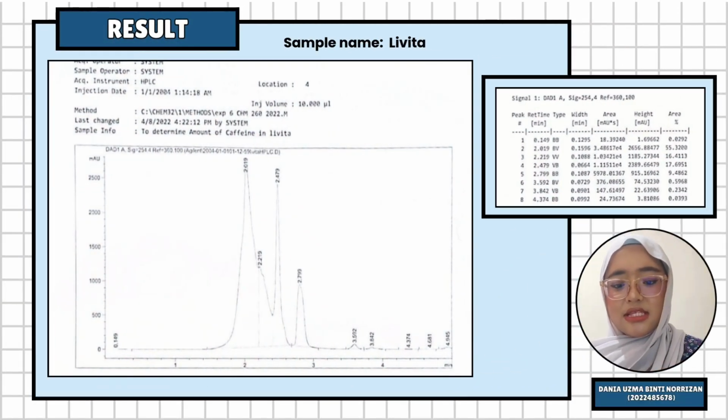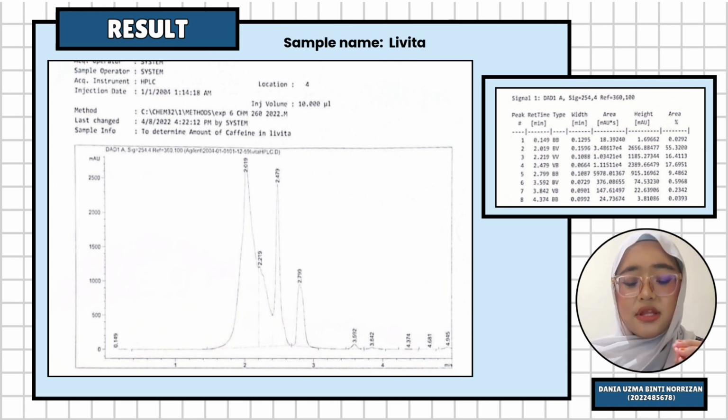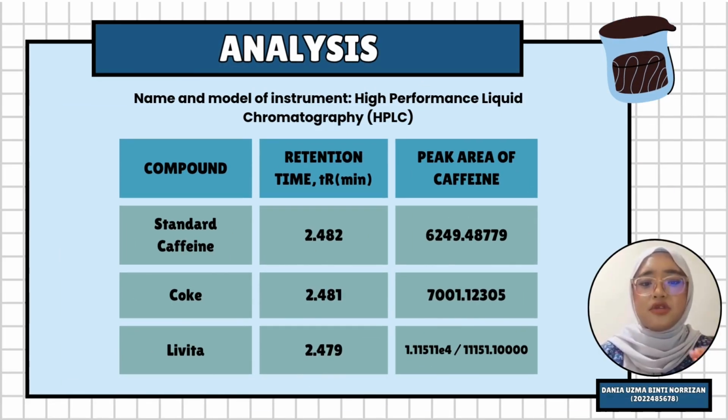And the last sample is Levita. The retention time is 2.479 and the peak area is 11151.1. So here in the analysis is the summary of the graph that I taught earlier. The name and the model that we use for the experiment is high performance liquid chromatography, HPLC. So here is the compound, the retention time, and also the peak area of the caffeine.